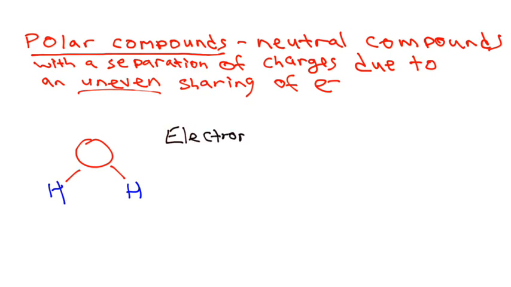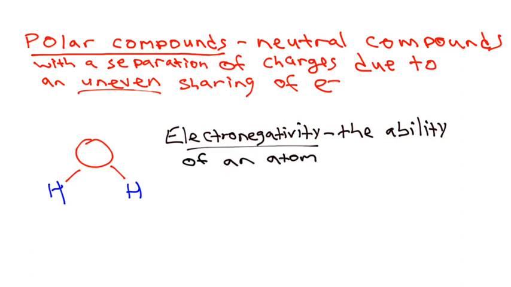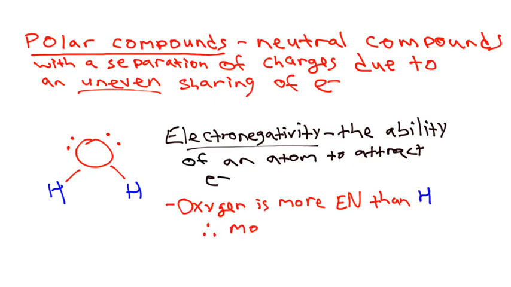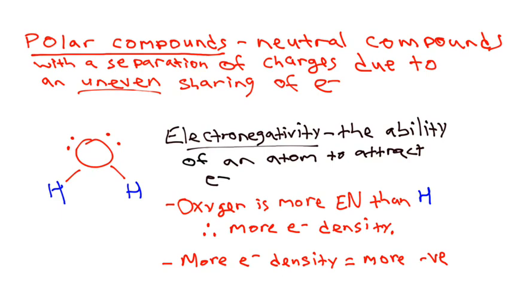So let's take a look at a water molecule and the term electronegativity. Polar covalent compounds come about because of something called electronegativity, a chemical property. This is the ability of an atom to attract and hold on to electrons. So as it turns out, oxygen is more electronegative than hydrogen. Therefore, it has more electron density than hydrogen, okay? If something has more electron density, it's going to be more negative.